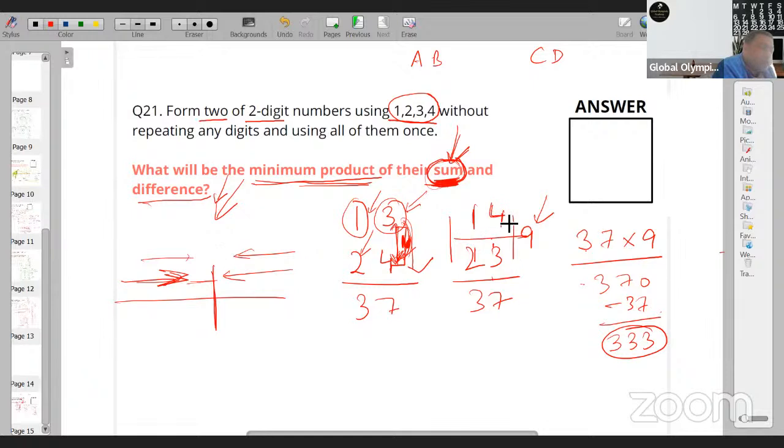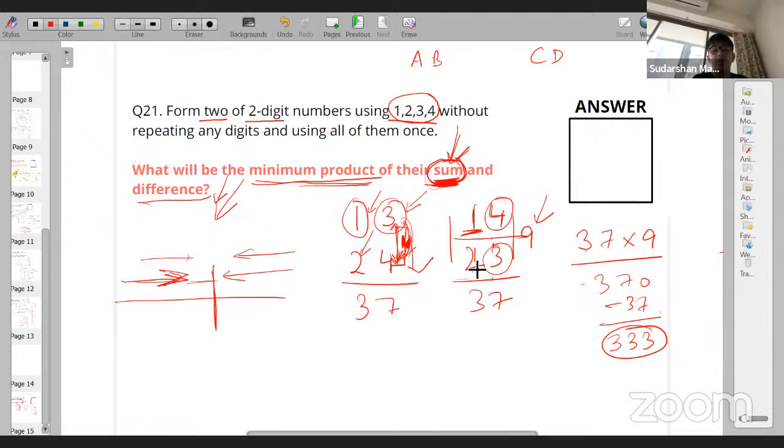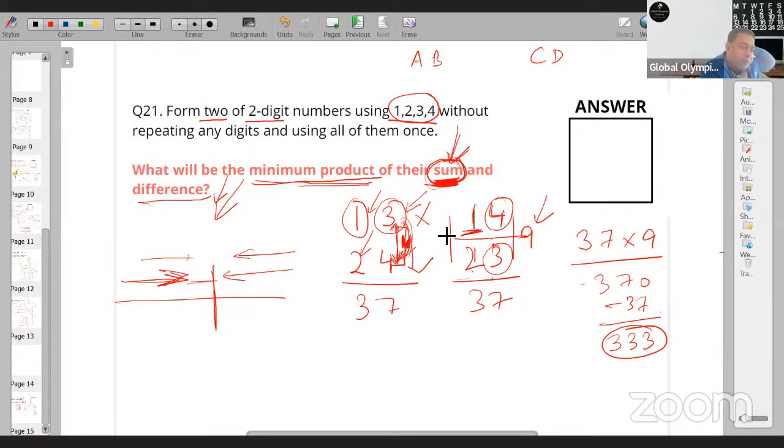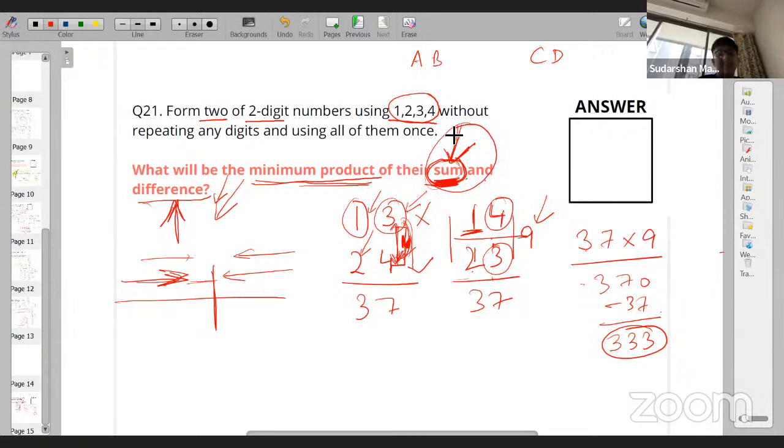So therefore you use the larger digit with the smaller 10 and the smaller digit with the larger one. When we took the example of 13 and 24, they give the same sum, but we are not taking that. It was my mistake. I didn't understand the question properly. The question is the minimum product of sum and difference. So this has to be lowest, and therefore this one also has to be lowest. So the difference has to be smaller. Correct. Okay, so let's do the next one.